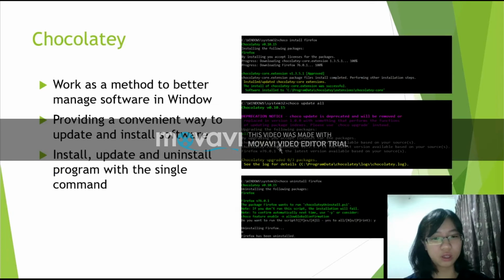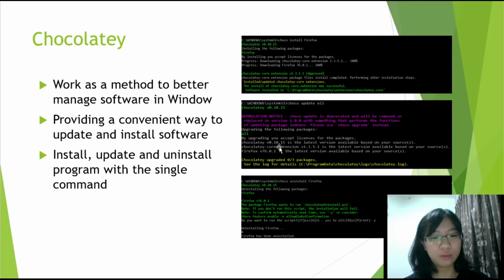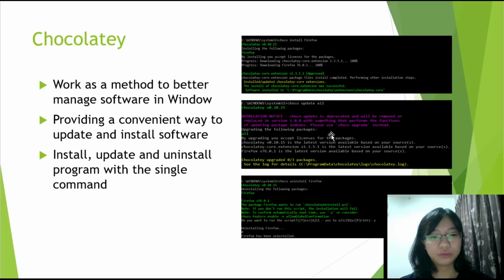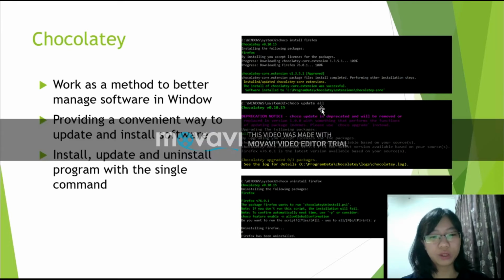Next is Chocolatey. Chocolatey works as a method to better manage software in Windows. It provides a convenient way to update and install software regardless of the installer type with short and simple commands. For example, users can install a package with a single command, which is choco install followed by the name of the package to install. Moreover, it also makes the update of programs simple to manage. Users need to run a single line of command, which is choco upgrade all.